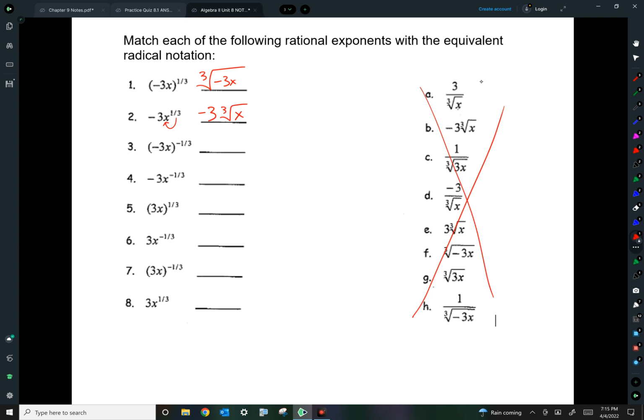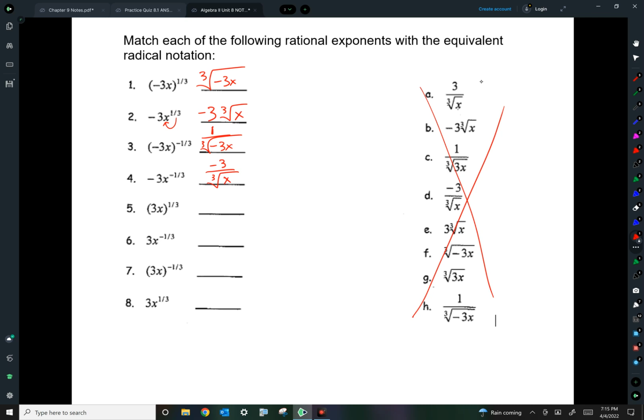Okay, so on number 3, because it's a negative exponent, I'm going to put the whole thing in the denominator. And then because the 1/3 applies to the whole parenthesis, that means it's the entire negative 3x that is under the cube root. Okay, on number 4, the negative 3 does not have an exponent, so it stays where it is. But because the x has a negative exponent, I'm going to move it to the denominator. And because it's a 1/3, I'm going to write it as cube root of x.